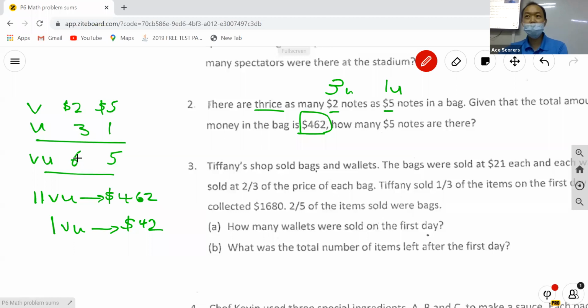6 BU, 112? Are you sure? 252, yes, 252. Then how about here? 5 BU. 210, right? You see, my grandmother calculates faster than you. You all use calculator. My grandmother uses brain, you know.